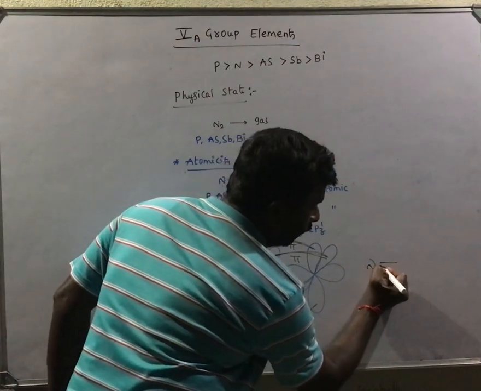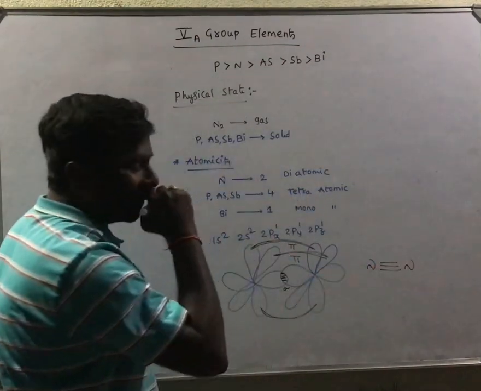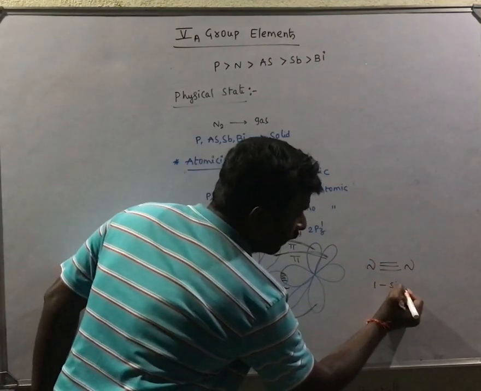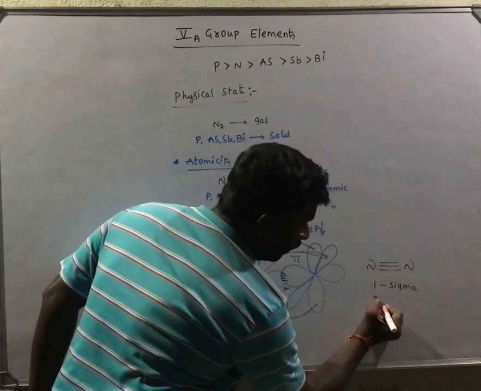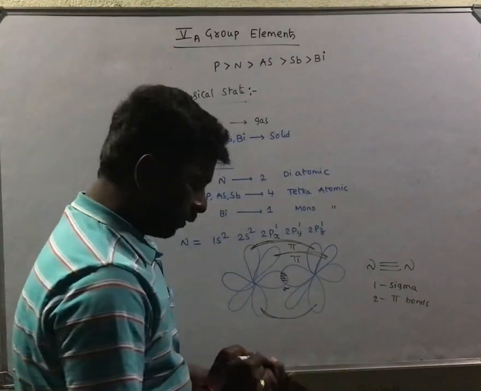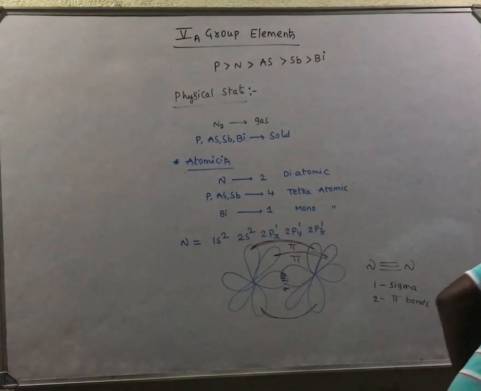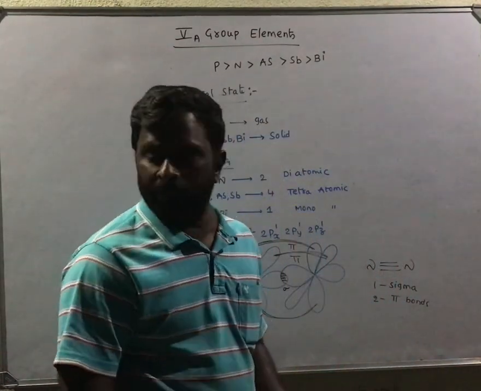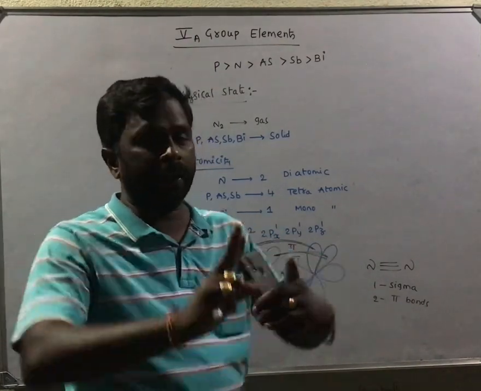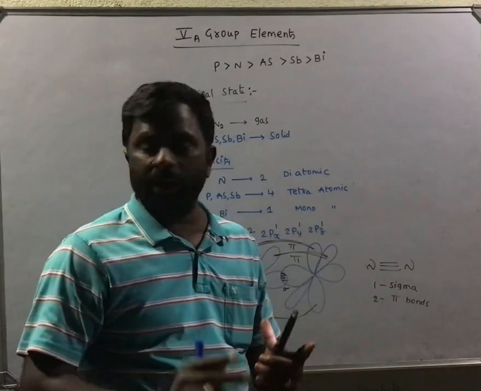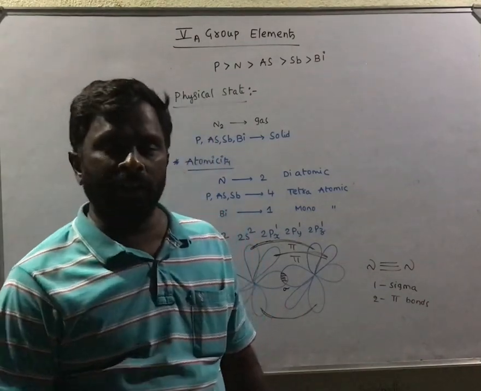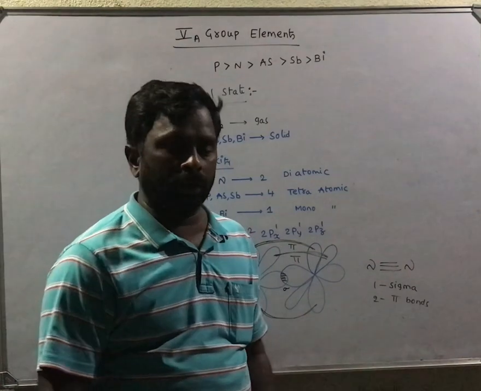That means in between nitrogen and nitrogen a triple bond is present. Out of three bonds, one is a sigma bond, and the other two are pi bonds. Sigma bonds and pi bonds. So here N triple bond, N strong bond, weak bond. One chalk piece breaking, two chalk pieces at a time breaking, three chalk pieces at a time breaking, which is difficult. That means as the number of bonds increases, bond energy and bond strength increase.